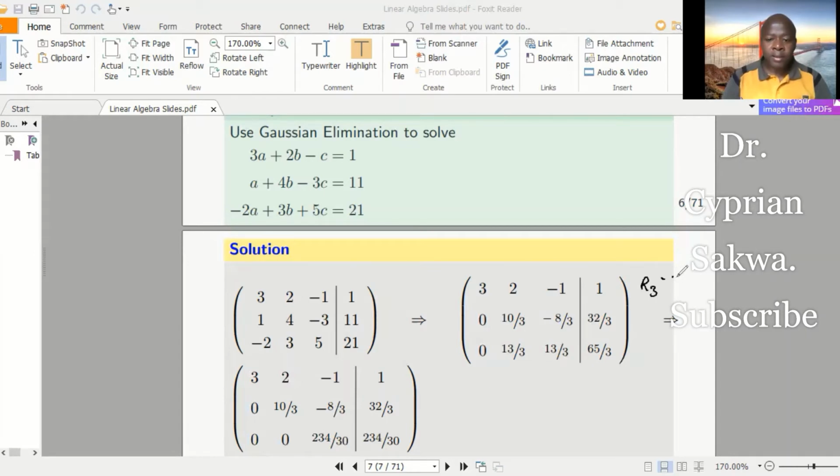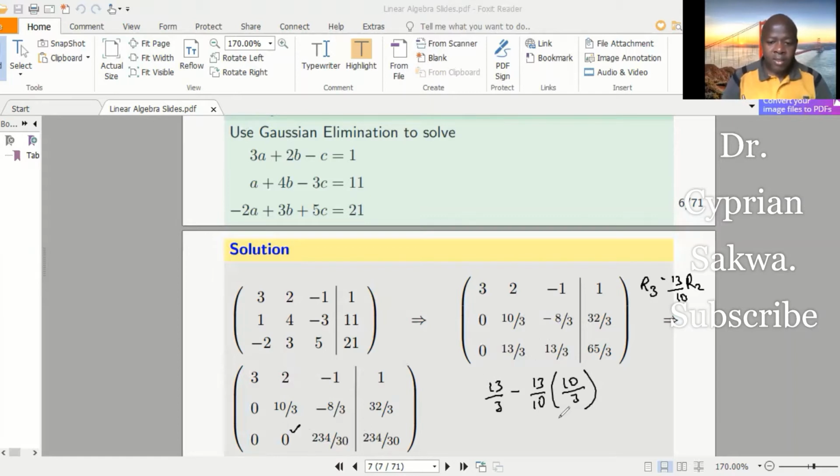minus 13 out of 10 of row 2. So what I mean is, this 13 out of 3, I would subtract from it 13 out of 10 of 10 over 3. And this is 13 out of 3 minus 13 out of 3, which gives me 0.